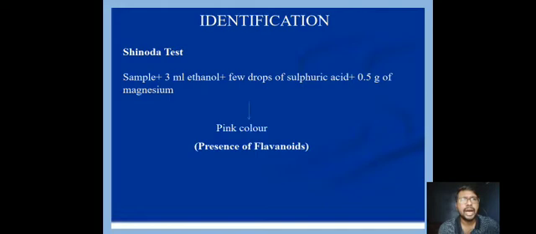Next, coming to the identification tests. The first identification test is the Shinoda test. According to this test, you take the sample and treat it with 3 ml of ethanol, a few drops of sulfuric acid and 0.5 grams of magnesium. It gives a pink color, which indicates the presence of flavonoids. This is the identification test for flavonoids, called the Shinoda test.